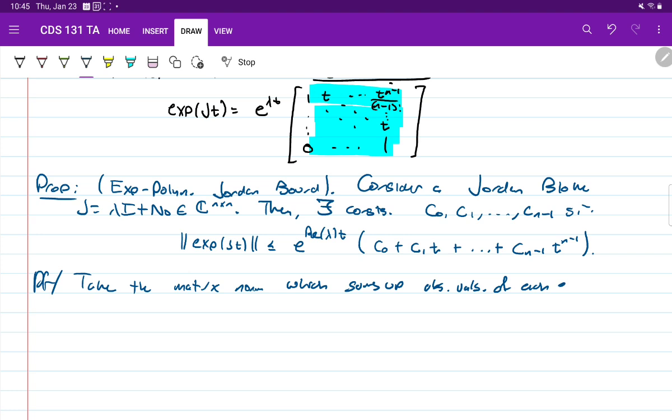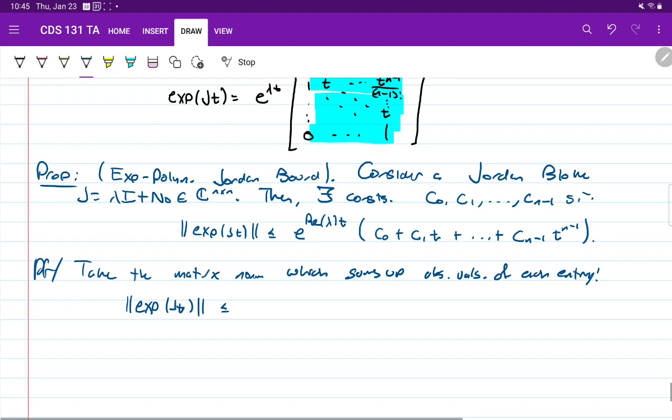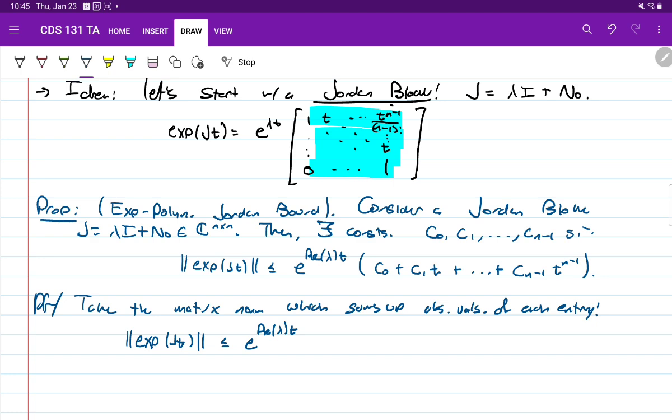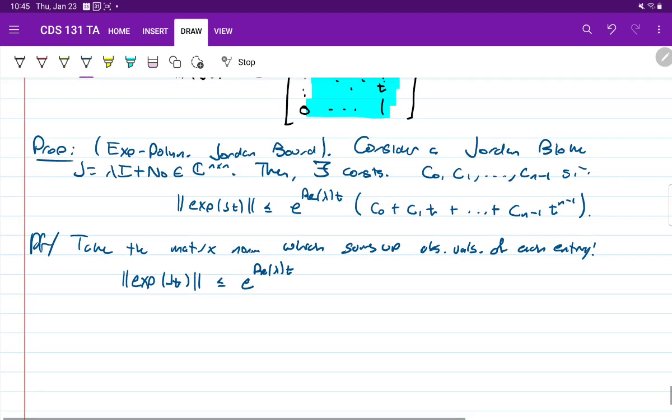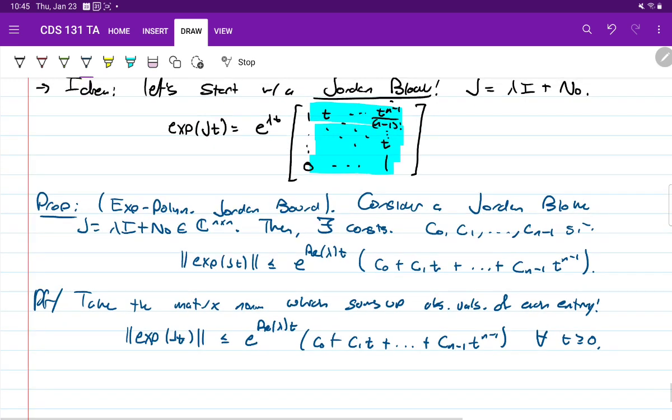of each entry. Okay? And what we'll find is that in this norm, we get exactly the result that we're looking for. Exp of Jt is less than or equal to, first, the magnitude of e to the lambda t, which is just equal to e to the real part of lambda times t, times the sum of magnitudes of all these different components, which for t greater than or equal to 0 will just be a polynomial, right? Times c0 plus c1 t plus c_(n-1) t^(n-1). And this needs to hold for all t greater than or equal to 0. So that directly gives us a nice way to compute an upper bound on this.